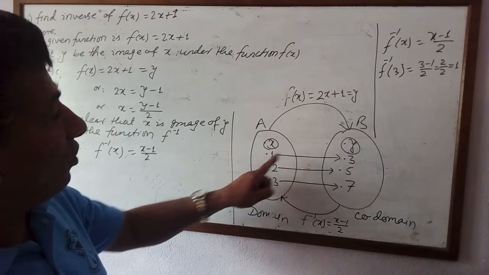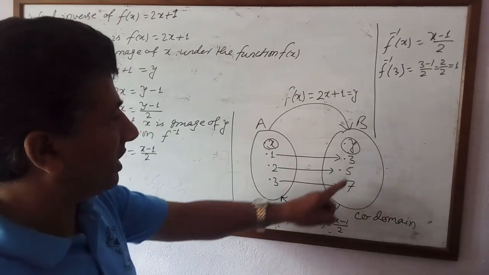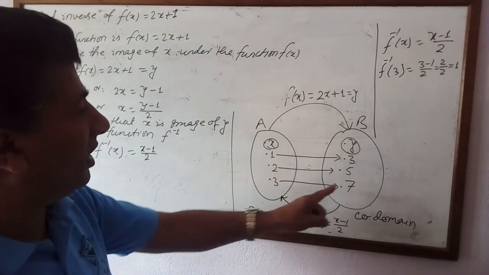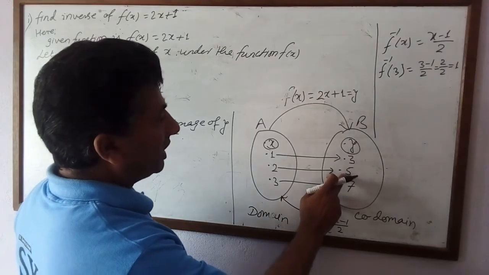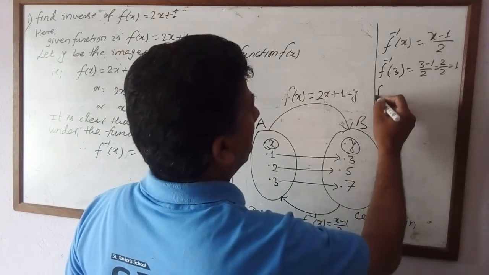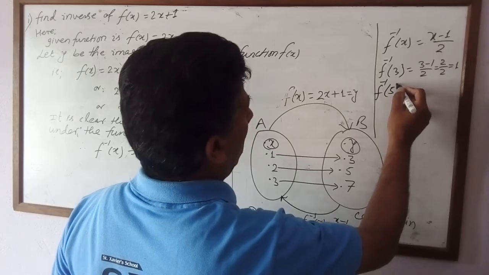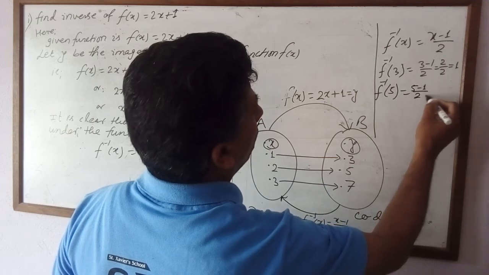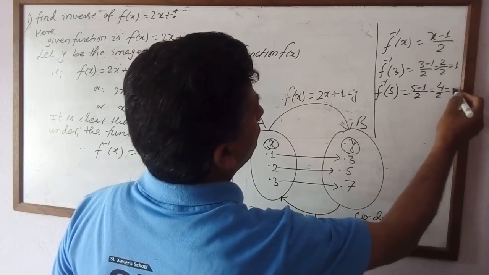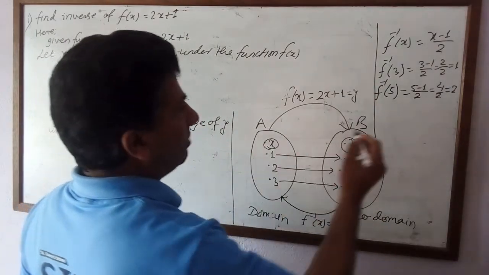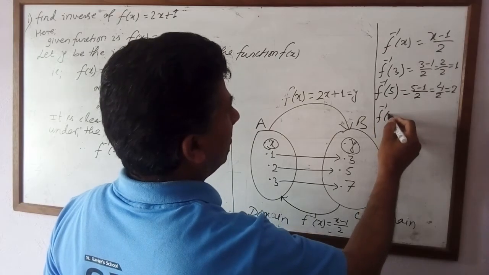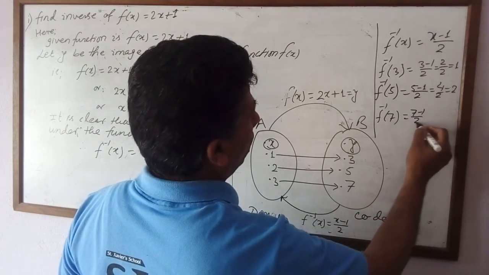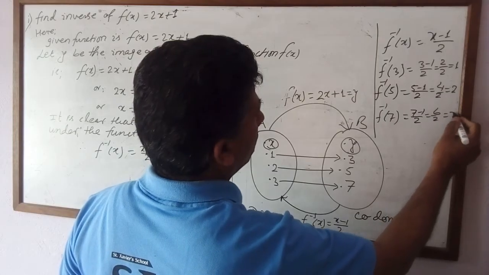This function changes 1 to 3, and its inverse function changes this 3 to 1 again. That is the meaning of inverse function. Similarly, write the value of x equals 5. This 5 gives 2. You can check. F inverse 5: in place of x, write 5. 5 minus 1 by 2, 4 by 2 equals 2. See, we found 2. Similarly, f inverse 7: 7 minus 1 by 2 equals 6 by 2 equals 3.